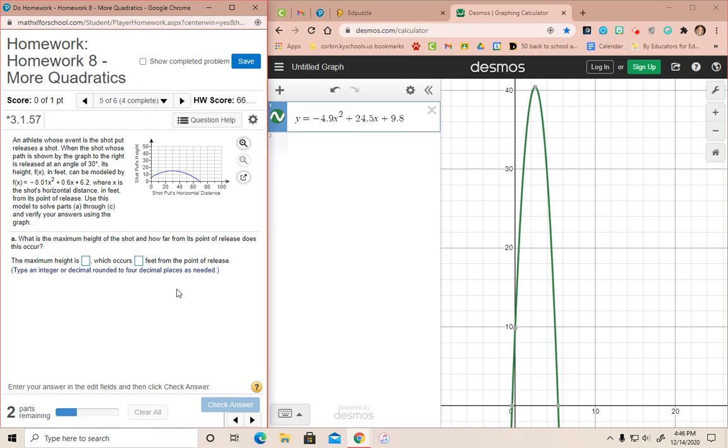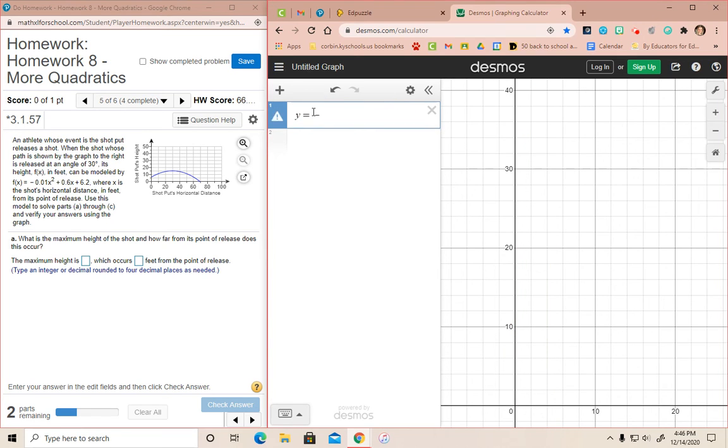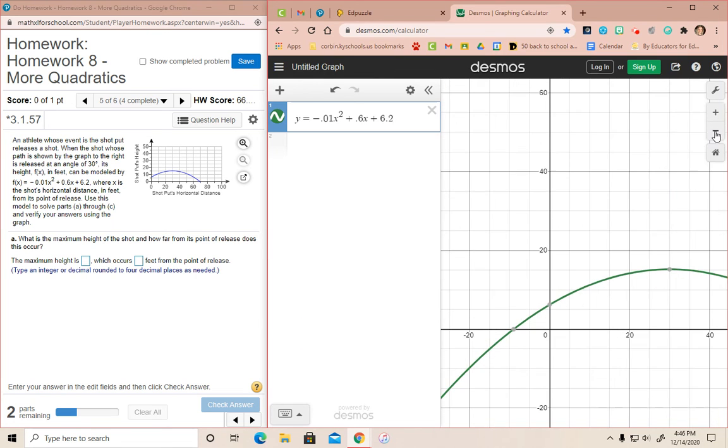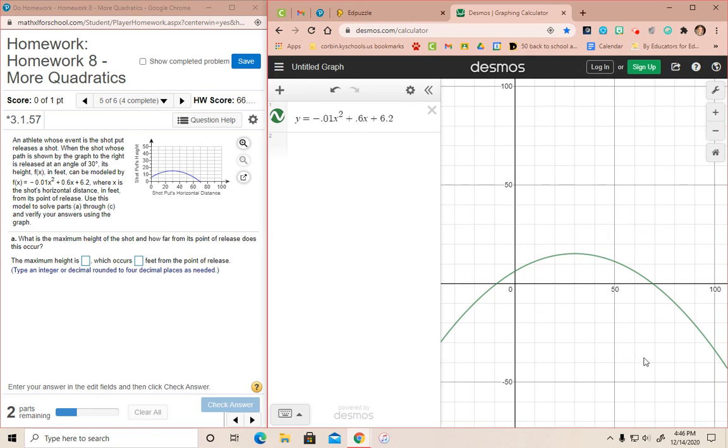Okay. And the next one, very, very similar. We can just go ahead and type in that function, negative 0.01 x squared, and then plus 0.6x plus 6.2. And you can see we've got our nice parabola here.